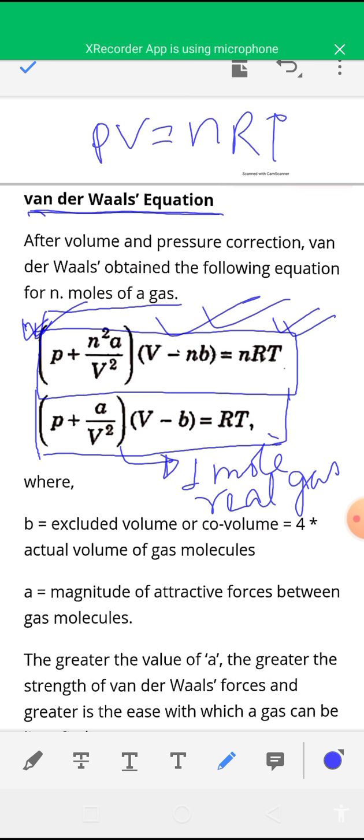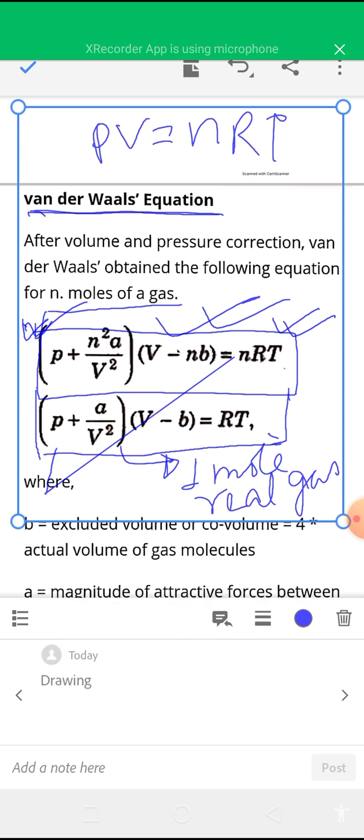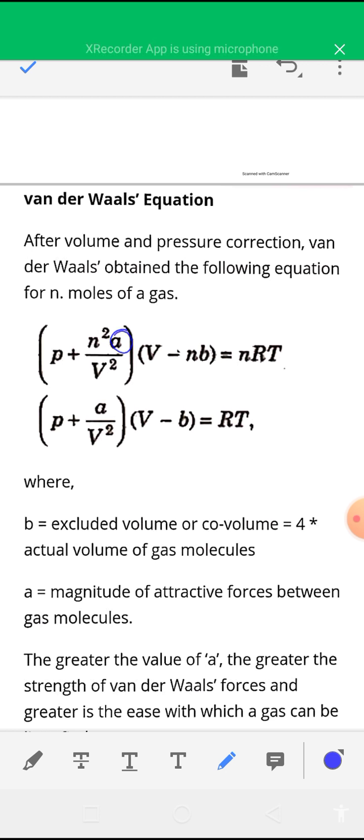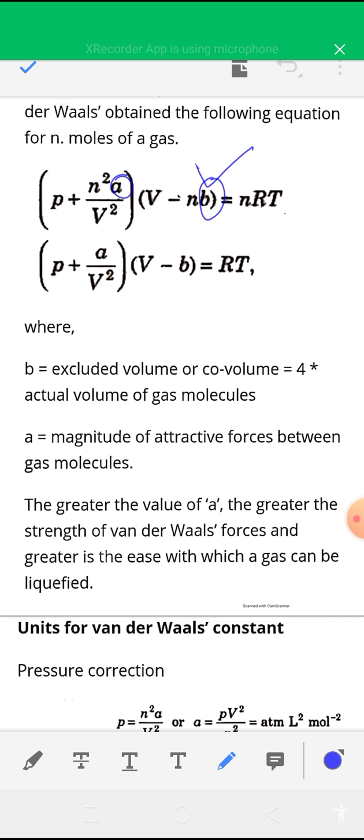Here you can see there are two different constants, small a and small b. These are known as van der Waals constants. The term a is related to the force of attraction among the gas molecules, and the constant b is related to the size or volume of the atoms or molecules. So a is the magnitude of attractive forces between the gas molecules.